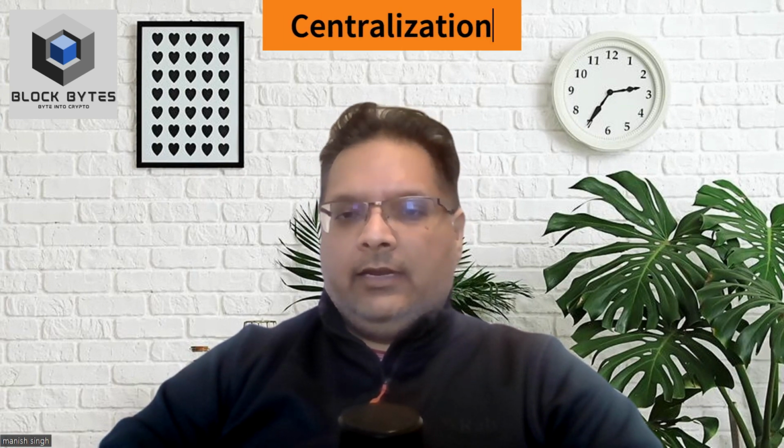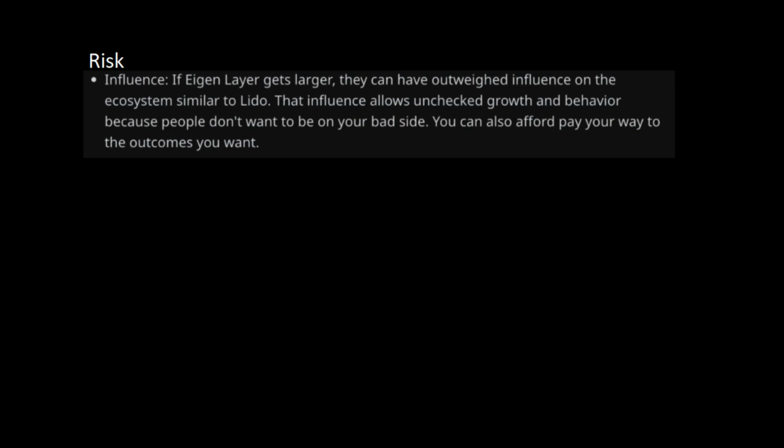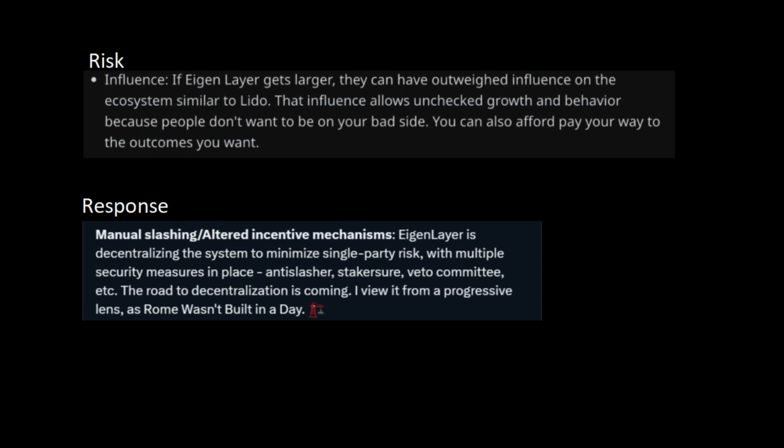And third, centralization. EigenLayer is becoming increasingly popular, and the greed for extra yield drives its popularity. As they absorb more and more market share, they might become a centralizing force in the ecosystem, much like Lido. To this 13-year-old VC says, EigenLayer will shed its training wheels and adopt an increasingly additive path towards decentralization, meaning EigenLayer plans to reduce this risk by adding multiple security measures over time. The protocol being new will take time to mature.